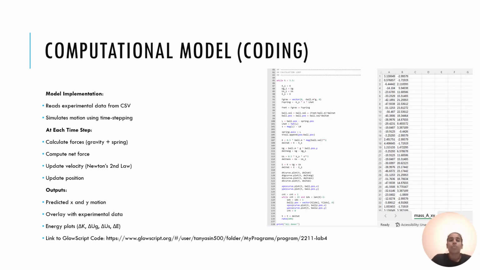The computational model reads the experimental data from the CSV file and simulates motion using Newton's second law. At each time step, the forces are calculated, the net force is determined, and the velocity and position are updated. The model outputs predicted motion and compares it directly to the experimental data along with plotting energy changes.